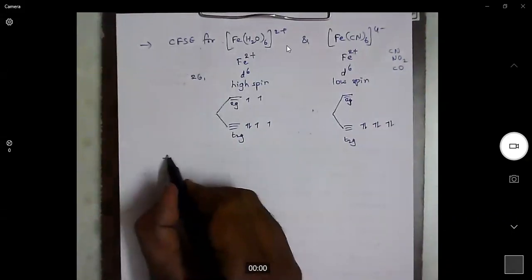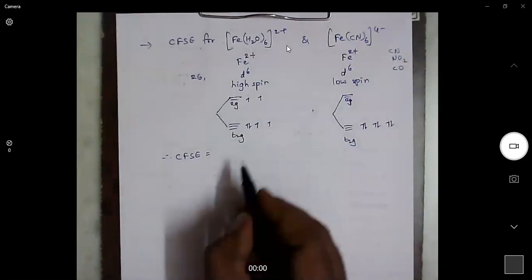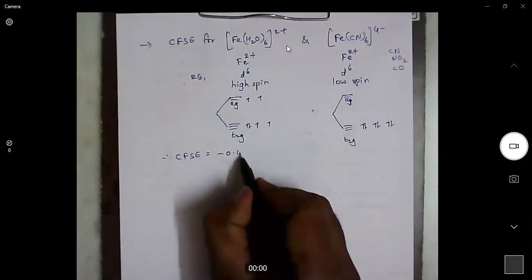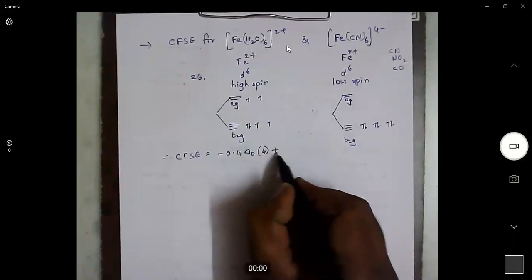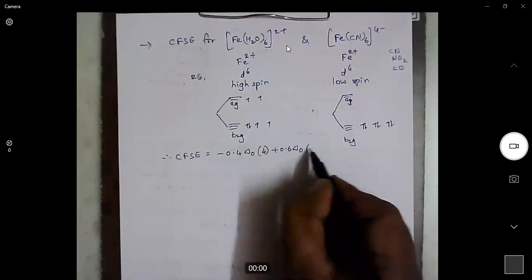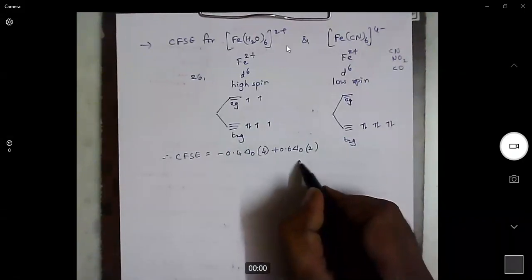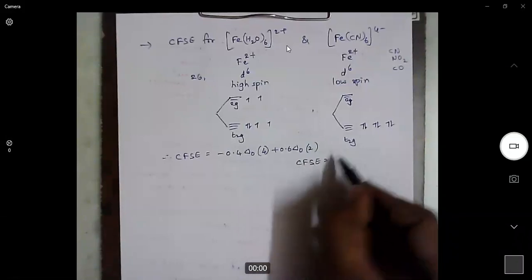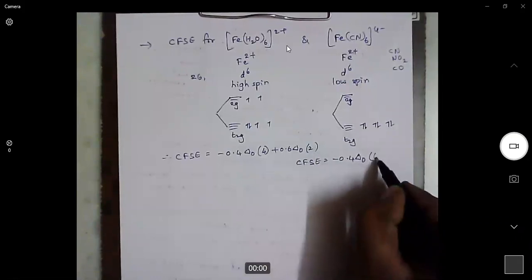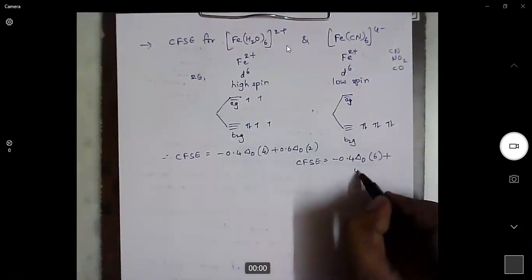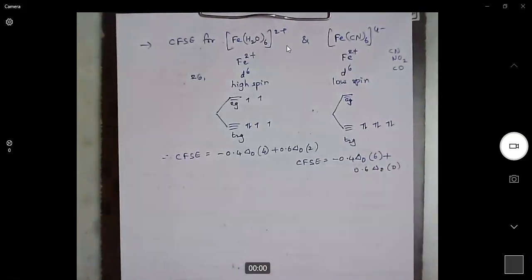Therefore, CFSE for the high spin complex is minus 0.4 delta naught into 4 electrons in the t2g level plus 0.6 delta naught into 2 electrons in the eg level, whereas CFSE for the low spin complex is minus 0.4 delta naught into 6 electrons plus 0.6 delta naught into 0 electrons. You simplify this.